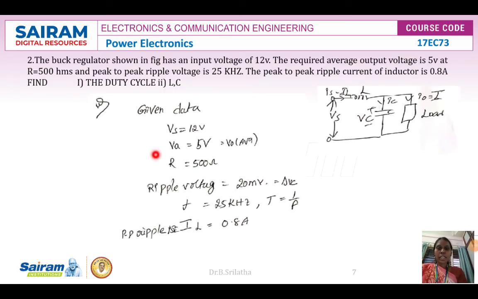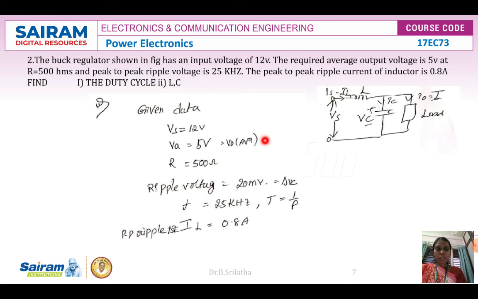The buck regulator shown in the figure has an input voltage of 12 volts. The required average output voltage is 5 volts at R equal to 500 ohms, and peak to peak ripple voltage is 25 kilohertz. The peak to peak ripple current of the inductor is 0.8 amperes. Find the duty cycle, L and C. This is the circuit diagram they gave in the problem.